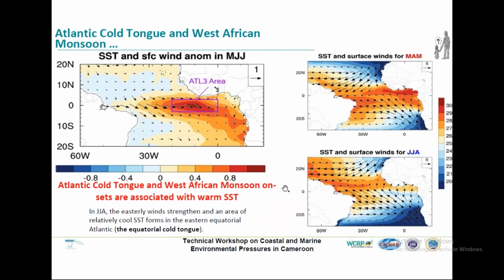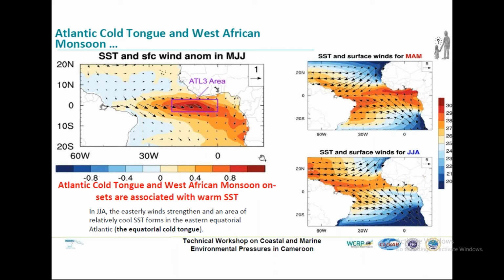We know that the Atlantic cold tongue is correlated to the West African monsoon, mainly during the months of May, June, July. If you look at the first figure on the left, we find that in the Atlantic we have a main mode of variability that we call here the Atlantic Niño box, which is associated with a warm SST. So during June, July, August, the easterly wind strengthens and an area of reduced SST forms in the East Equatorial Atlantic, related here to the equatorial cold tongue.